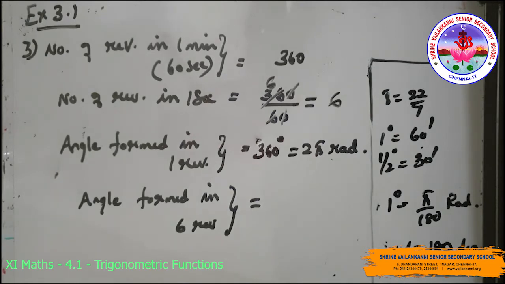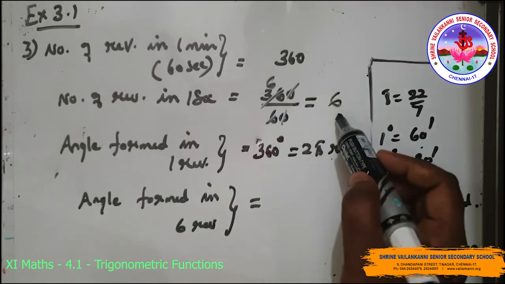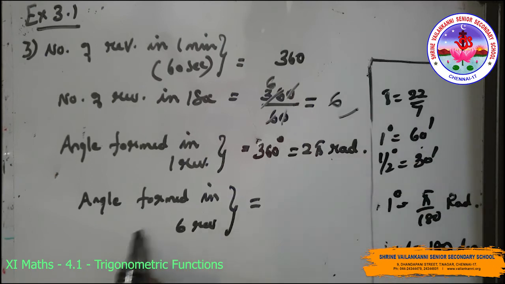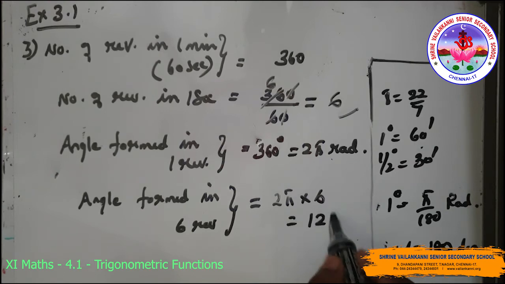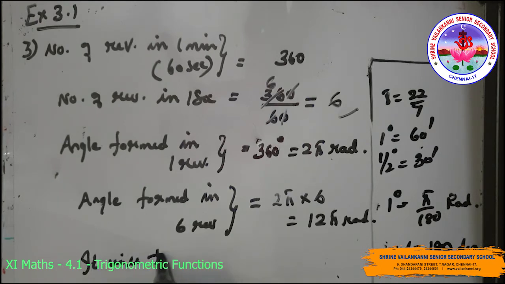So angle formed in one revolution. So in one revolution, it takes 360 degree. When we convert it into radians, it is 2 pi radians. So angle formed in 6 revolutions. So the number of revolutions in 1 second is 6. So the angle formed in 6 revolutions, which is 2 pi into 6, which is equal to 12 pi radians. That is, it will turn 12 pi radians in 1 second. The wheel will turn 12 pi radians in 1 second.